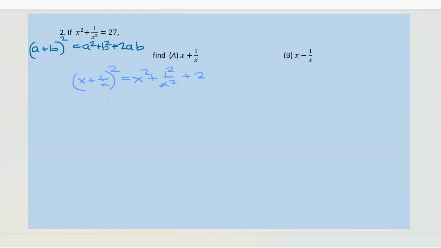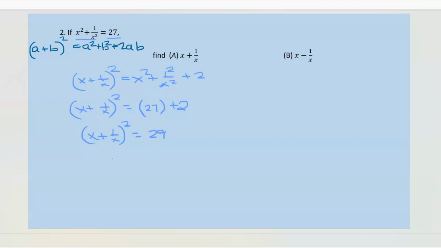Okay, and then we got that x squared plus 1 over x squared equals 27. So we can substitute that. So (x plus 1 over x) whole square equals, and then we can substitute. So that's 27 plus 2. Okay, and then whole square equals 27 plus 2, which is 29.